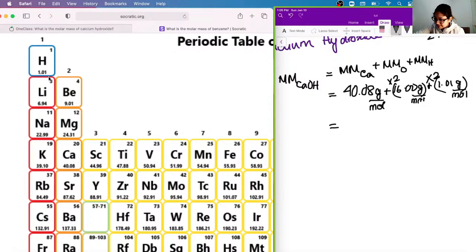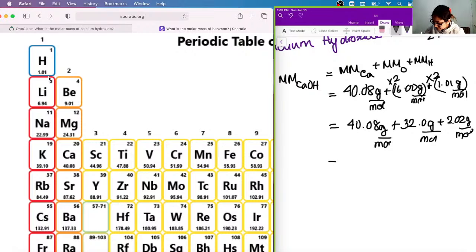In this case, what you have is 40.08 grams per mole, plus 2 times 16, which is 32.0 grams per mole, plus 2 times 1.01, which is 2.02 grams per mole. The last step is to add all three numbers together, and you would have 74.1 grams per mole.